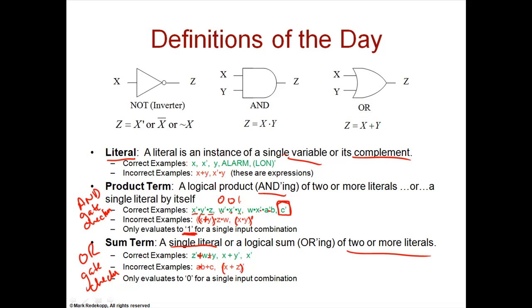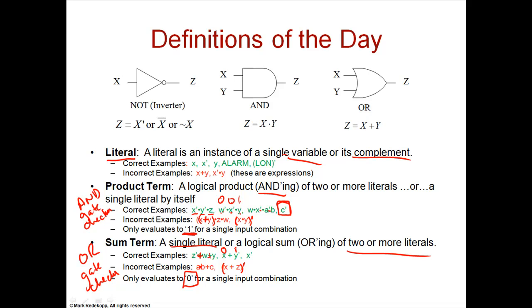Similarly, this is not a sum term because you have the whole quantity be inverted. A sum term has to have only individual literals being inverted. The key identifier is that a sum term only evaluates to 0 for a single input combination. So going over here, x or y bar, you need to plug in 0 and 1 for x and y to get a 0 coming out, and only that combination will produce a 0.